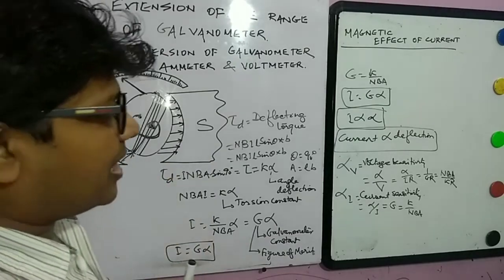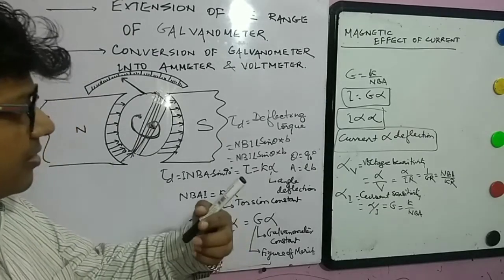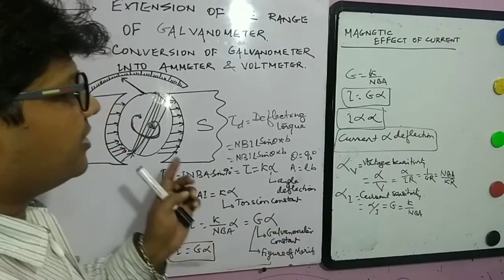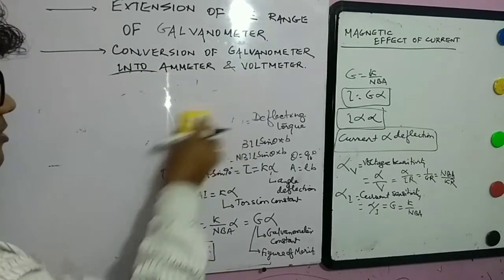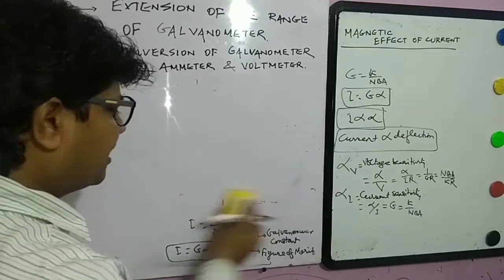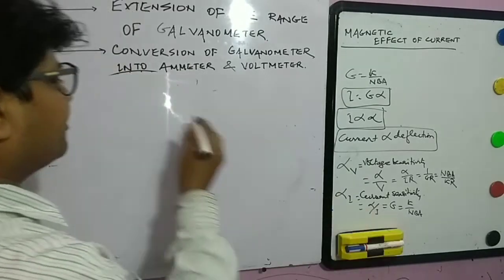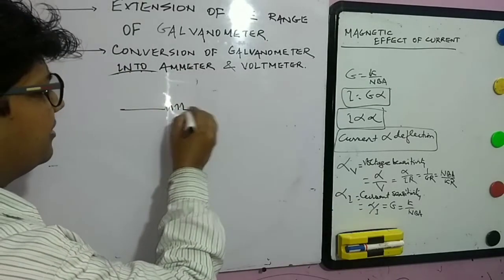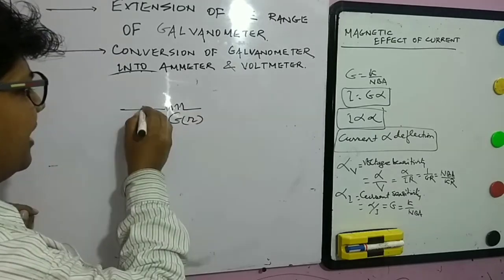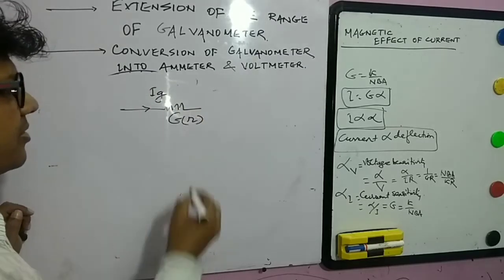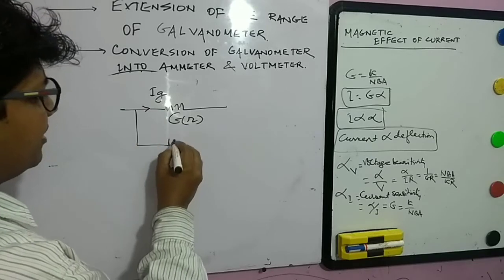So a brief discussion I will give. In brief, we can understand what is happening in a galvanometer. This galvanometer can be represented as a resistance of G ohm, and this Ig is the galvanometer current. For conversion, this is the way we are doing it.